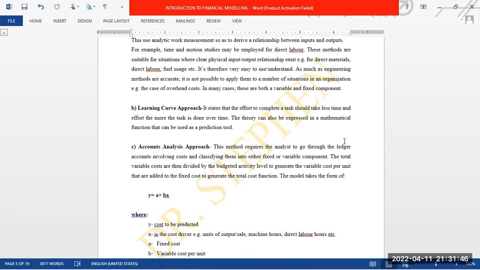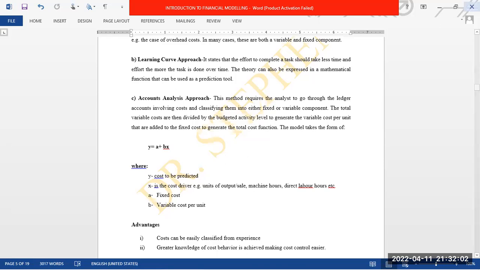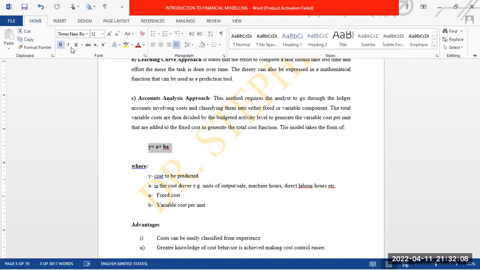So you know that a total cost function is always just a way of getting the fixed cost plus variable cost. So the model always takes the form of y is equal to a plus bx, and by now an individual should know what is meant by y and x.